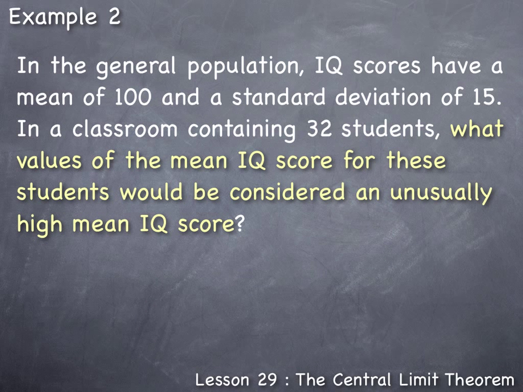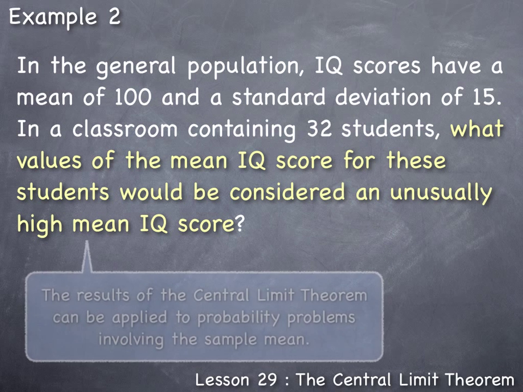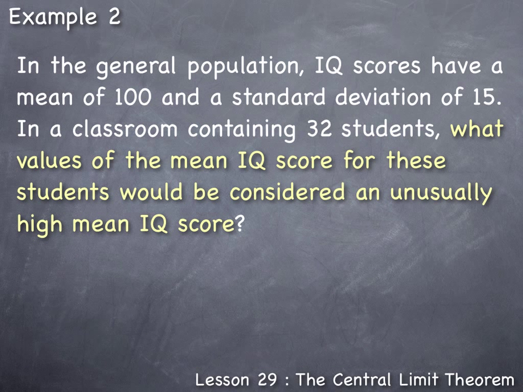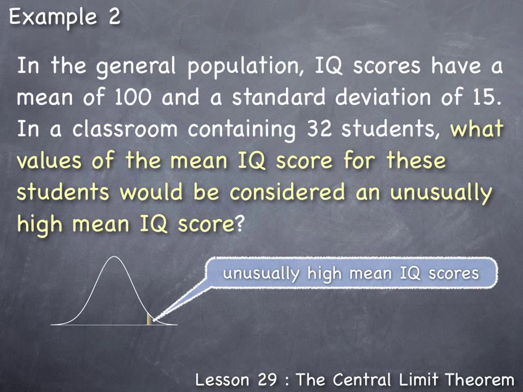Well, this problem involves the sample mean, X bar, and the results of the central limit theorem can be applied to probability problems involving the sample mean. So one of the results is that the sample means follow an approximate normal distribution. So if we look at the normal distribution, the unusually high mean IQ scores would fall in this upper 5% of IQ scores.